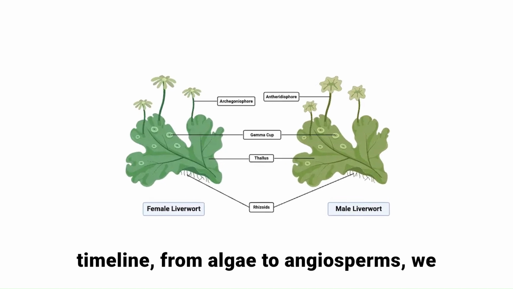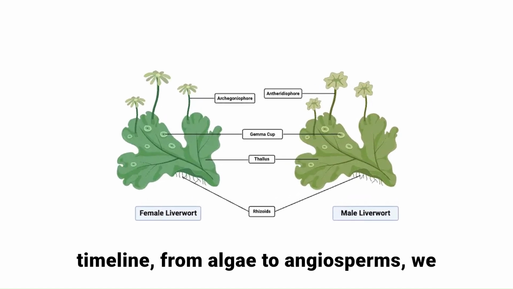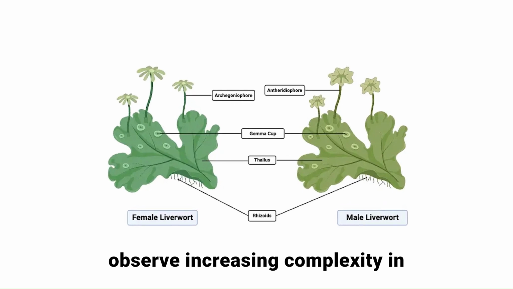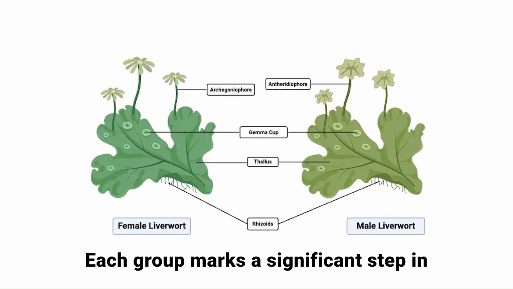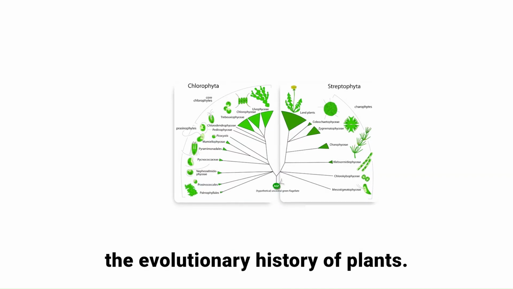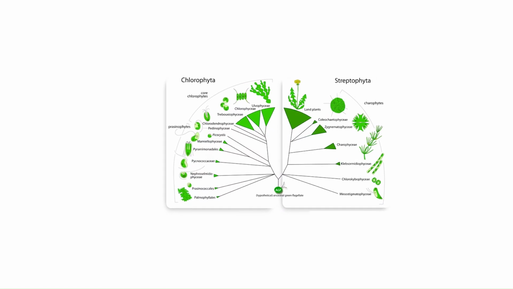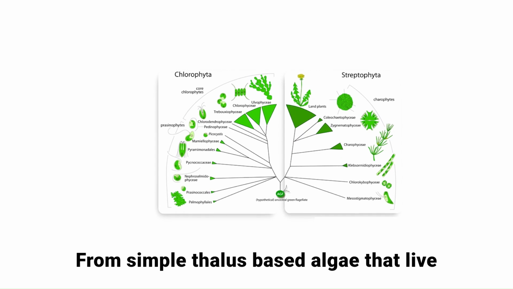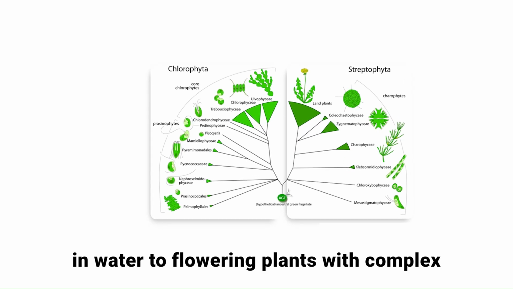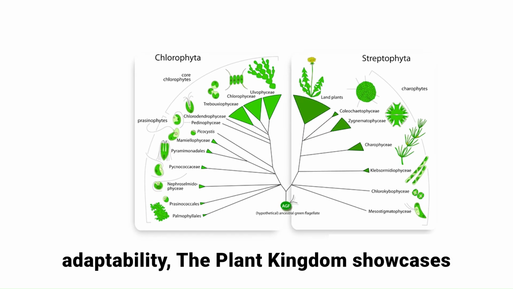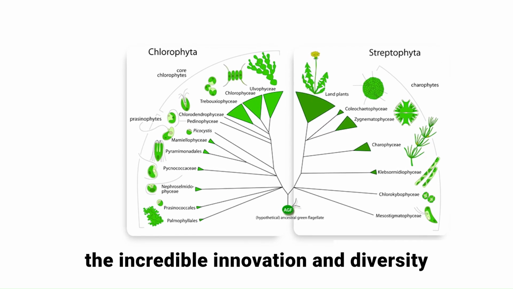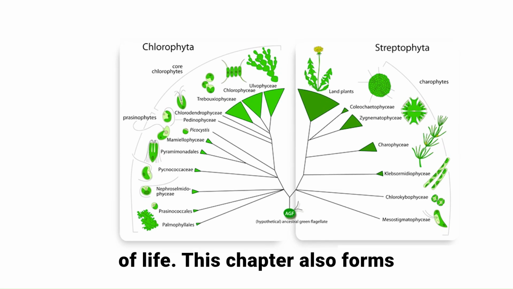Throughout this evolutionary timeline from algae to angiosperms, we observe increasing complexity in structure, reproduction, and adaptation. Each group marks a significant step in the evolutionary history of plants. From simple thallus-based algae that live in water, to flowering plants with complex reproductive strategies and wide adaptability, the plant kingdom showcases the incredible innovation and diversity of life.